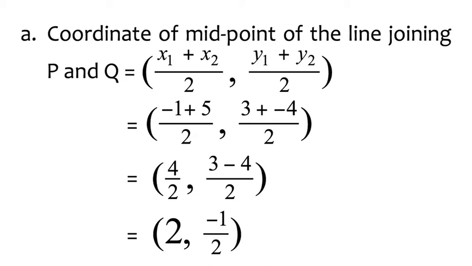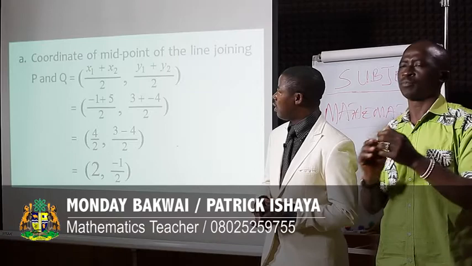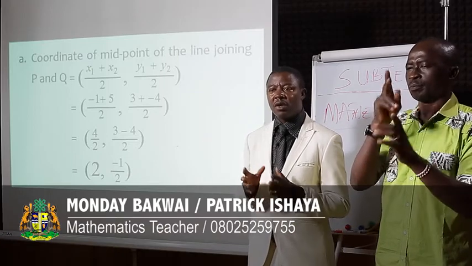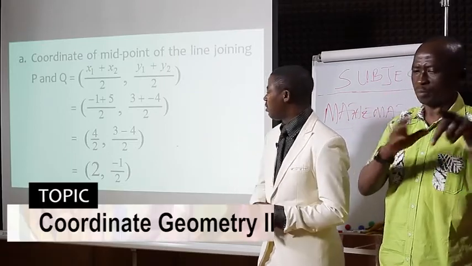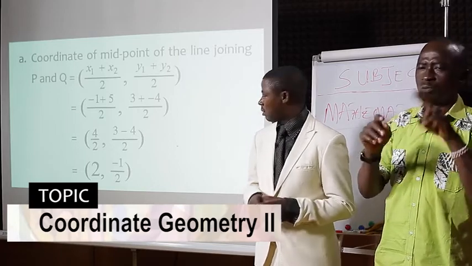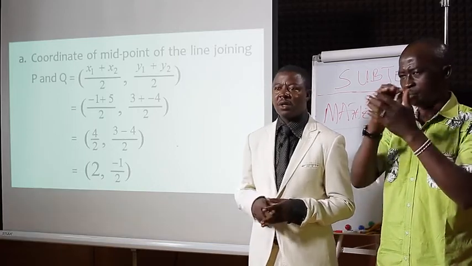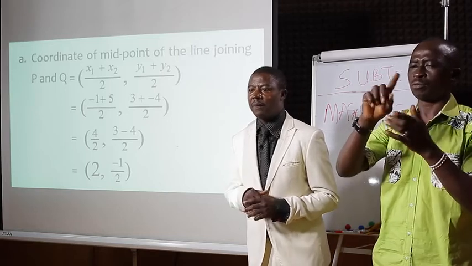So 4 divided by 2, the result is 2, while 3 minus 4 is minus 1. So it will be minus 1 over 2. Hence, the coordinate of the midpoint of the line joining point P and Q is (2, minus half).